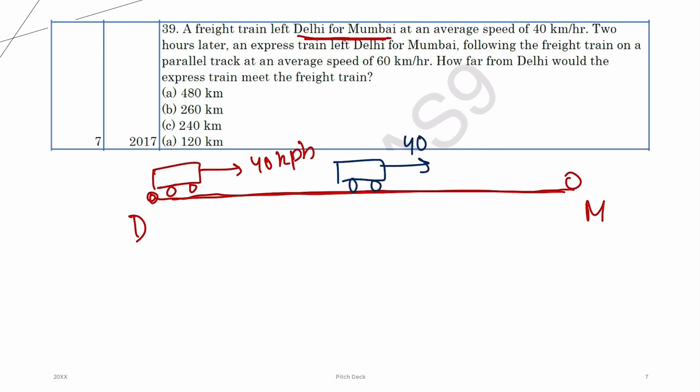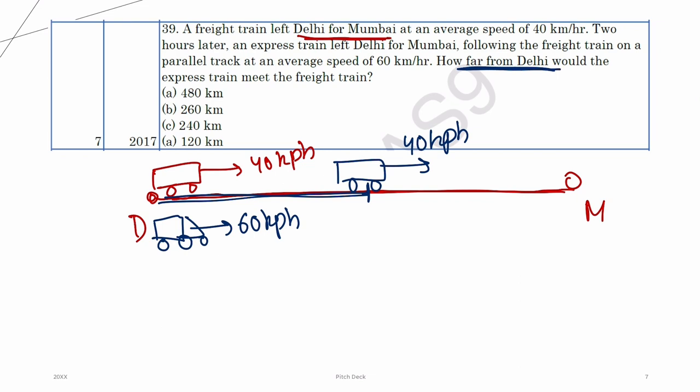So the Malgadi or freight train has started from Delhi to Mumbai, and after 2 hours it will be somewhere here. This train is still going at 40 kilometers per hour, and some distance it will have covered. At that time, let's make it a bullet train, an express train, traveling at a speed of 60 kilometers per hour, starts chasing the other train, right? I hope it is clear what we are doing here. For the first 2 hours, only the slower train was going, and after 2 hours, another train starts from Delhi at a speed of 60 kilometers per hour. How far from Delhi would the express train meet the freight train?